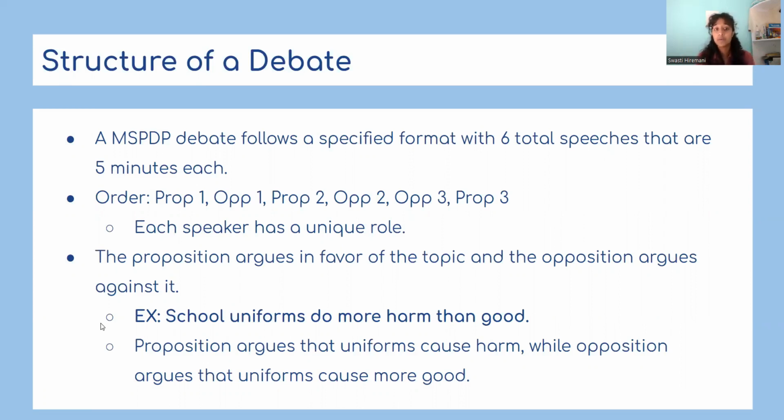In MSPDP, the proposition argues for the topic and the opposition argues against. For example, with a debate topic like school uniforms do more harm than good, the proposition argues that uniforms cause harm, while the opposition argues that the uniforms cause more good.